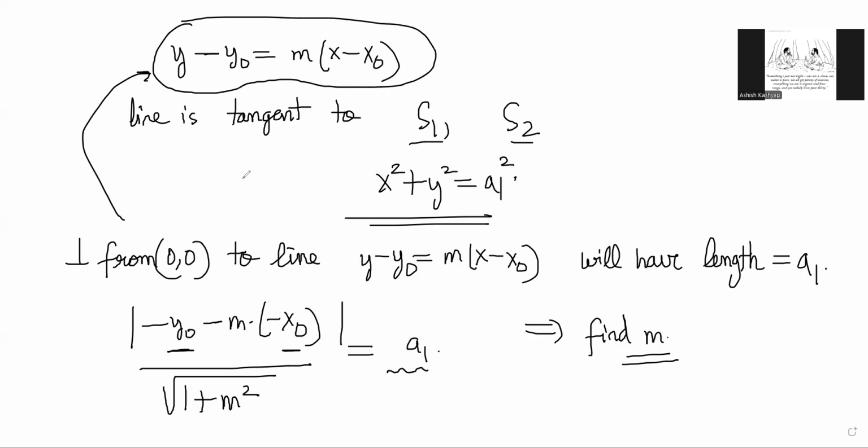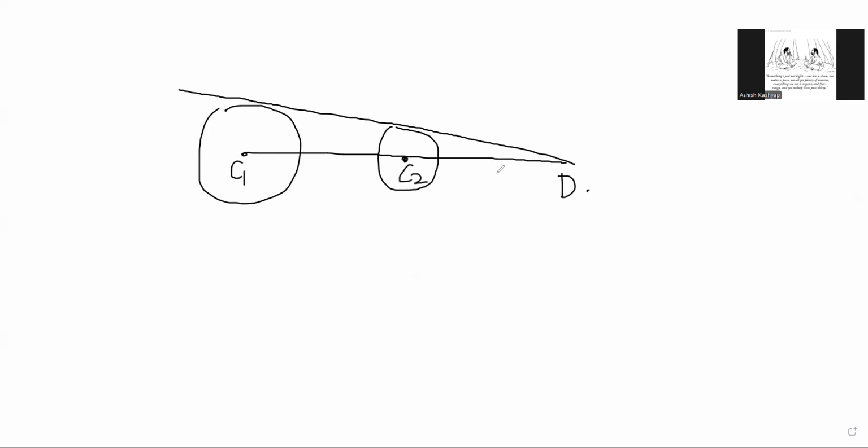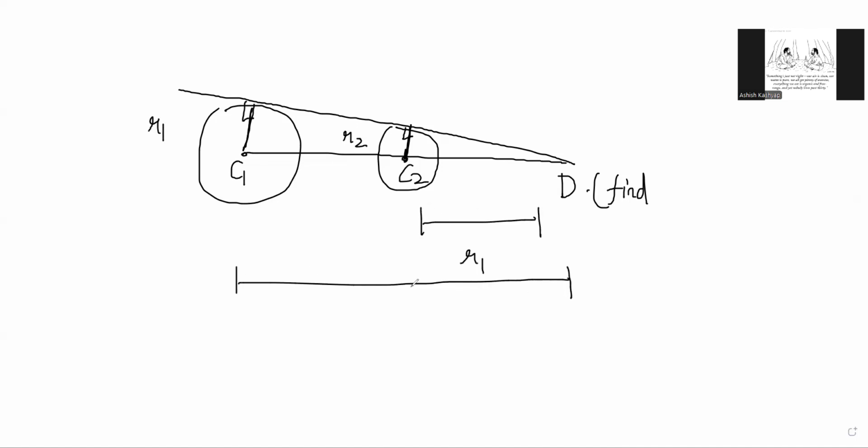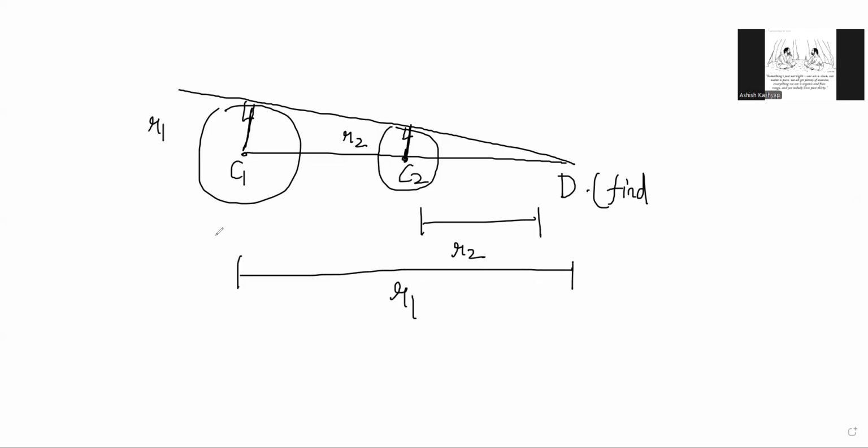So remember the process here. Finding the equation of a direct common tangent means drawing the tangent line, joining the centers C1, C2, and finding this point D first. How do I find the point D? By similar triangles and ratios. The ratio will be R1 is to R2. This distance is R2 and this whole distance is R1. So that is the ratio in which the point D divides the segment C1C2.